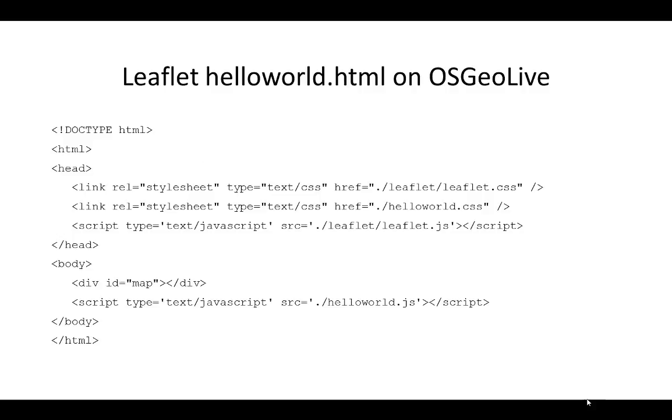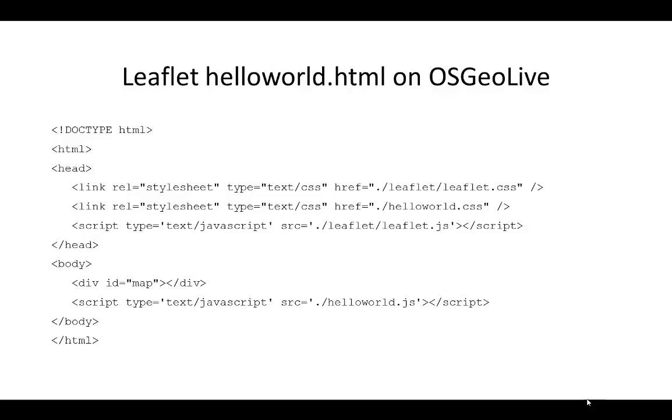So here is a Hello World HTML file on OSGeo Live. This is just on my OSGeo Live. So we've got your head. In our head, we've got the link to the Leaflet style sheet. Now, my Hello World HTML file is in the root web directory, the dot.